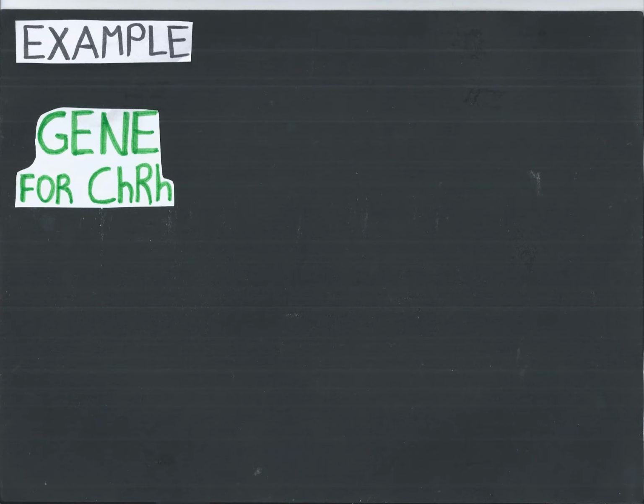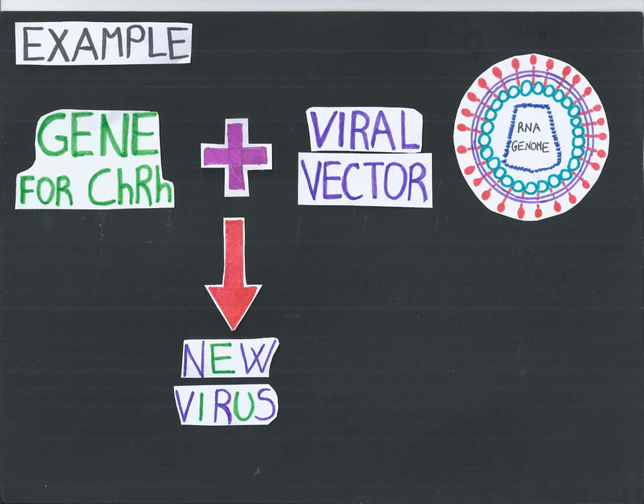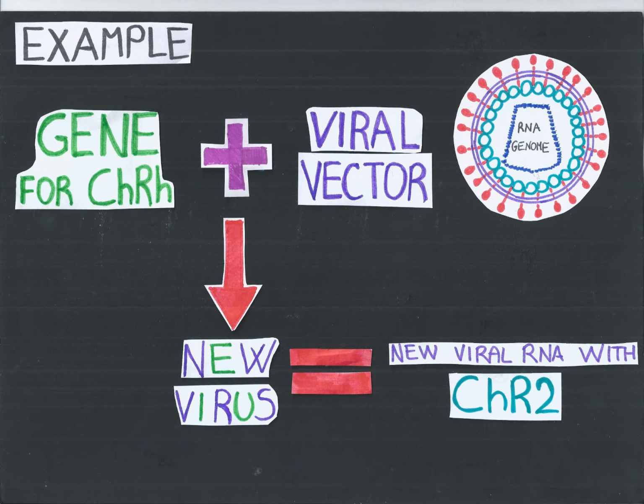Okay, let's make an example of how optogenetics could work. First, you have to take a gene, for example the gene that codes for ChR2, and a viral vector. You put this gene into the virus. Common viruses are adeno-associated viruses and lentivirus. So here's an example of a lentivirus, which has an RNA genome because it is a retrovirus. And in this way you can have a new virus because you have a new RNA with the ChR2.